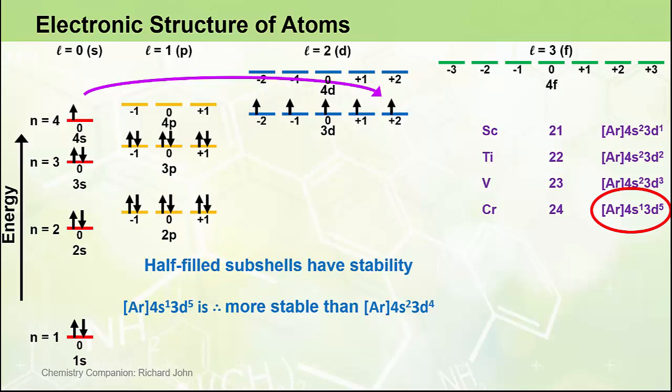It turns out that half-filled subshells have an added stability associated with them, so that the argon core of 4s1 3d5 is actually a more stable electron configuration than the argon core 4s2 3d4. So what we've got now is a situation with that s electron moving over into the d subshell. The orbital diagram now matches the electron configuration shown on the right-hand side.